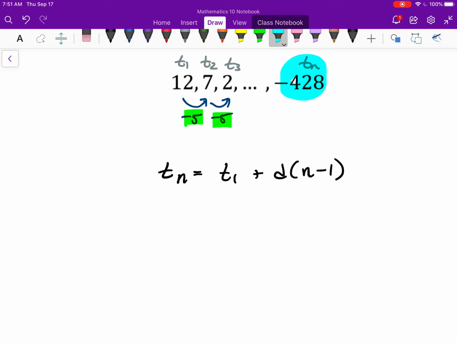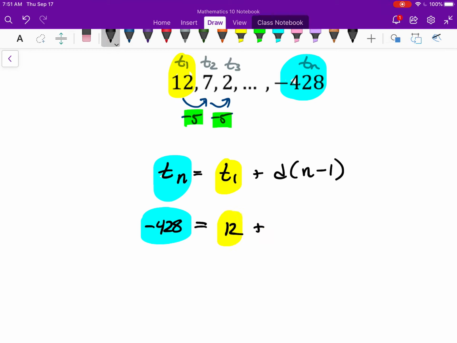And notice the difference. The term number I don't know. I don't know how far it is along in the list, but I know what the term is. The term is negative 428. And so I can go back to my formula right here, my relationship, and instead of Tn, I can write negative 428. I know the term, I just don't know what n is. And I know the first term. The first term is 12.